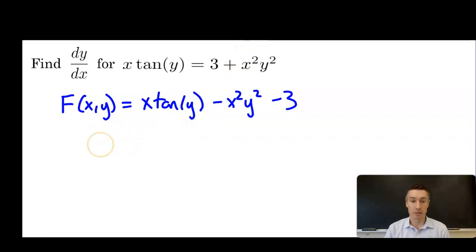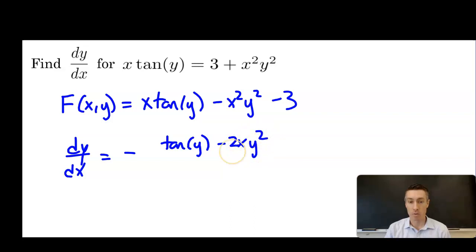So then dy dx equals the negation of the partial of this function with respect to x. So that's going to be tangent y minus 2xy squared over the partial with respect to y, which is x secant squared y minus 2x squared y.